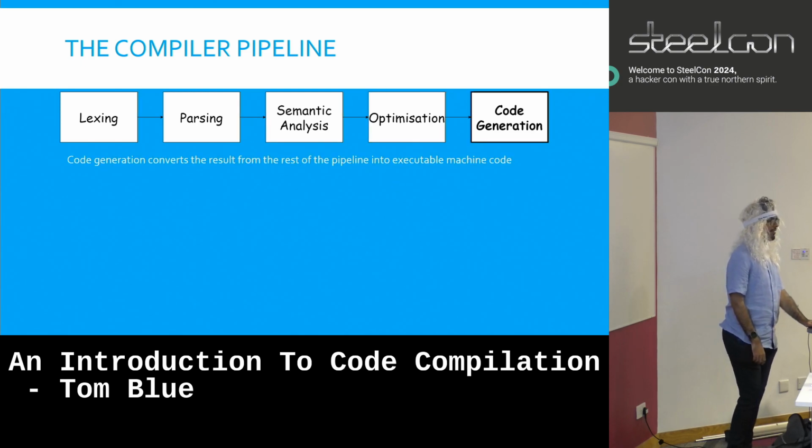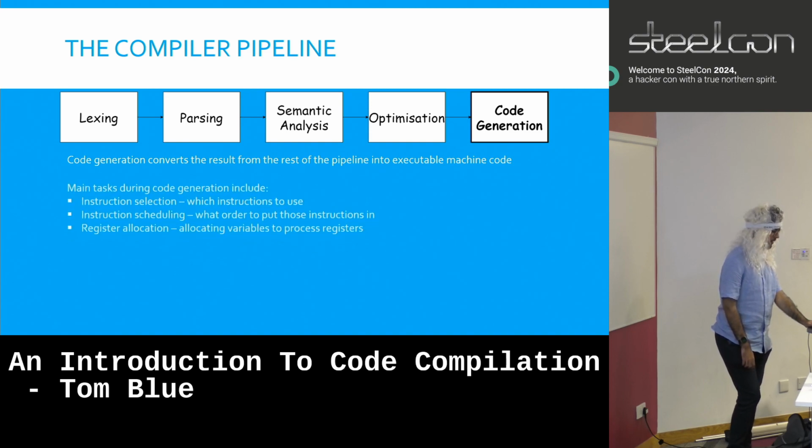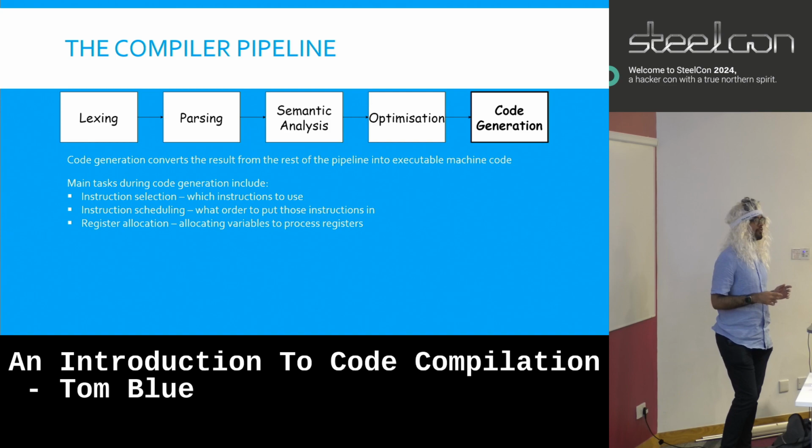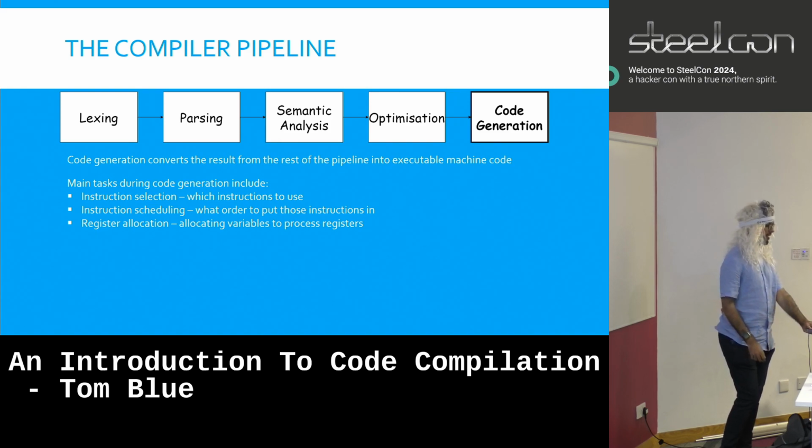Code generation, there isn't that much to say about it, but the three main steps are instruction selection, which is deciding which instructions to use. In complex instruction sets like Intel's architecture, there are many, many instructions which can do the same things, and so instruction selection is where the compiler will determine which instructions are the most efficient to use in which places. And there's also instruction scheduling, which is what order to put those instructions in, which can have a surprising impact on performance.